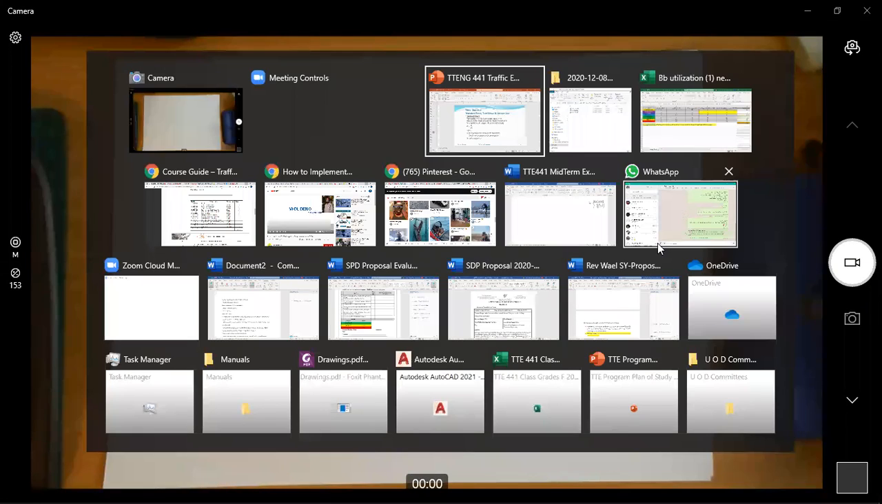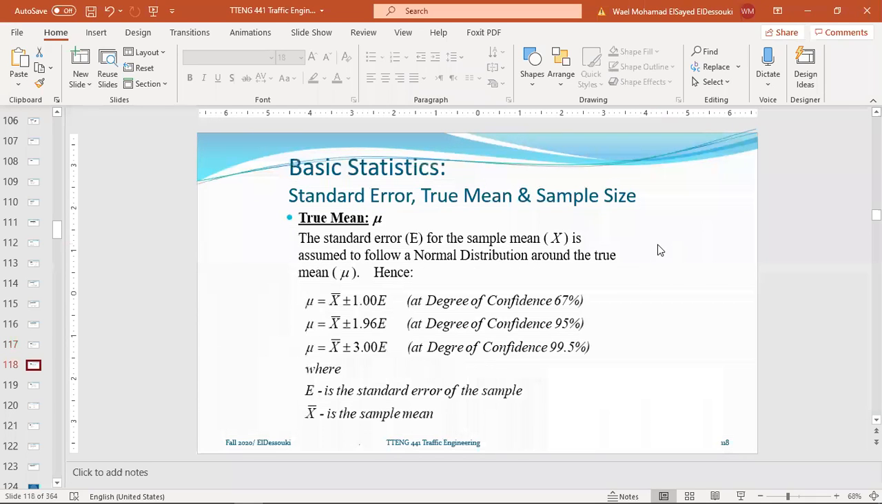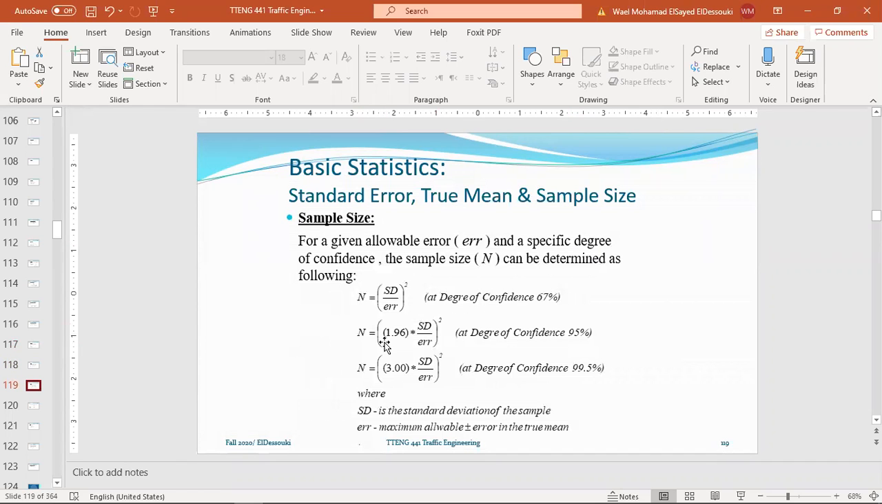Okay, let's move back to the slides. So that's basically the standard error and how we use it to estimate the true mean. Of course, in the example that we discussed earlier, we were working at a 95% degree of confidence. If the degree of confidence is 99.5, then we need to multiply the standard error by 3. How can we determine the sample size?